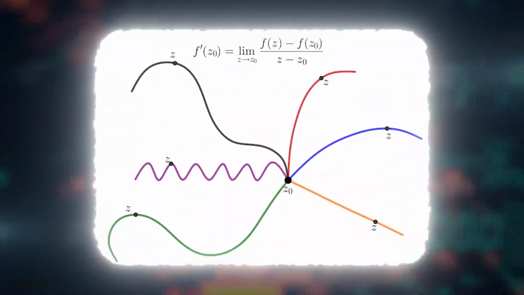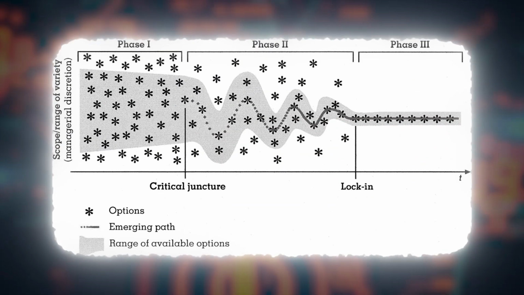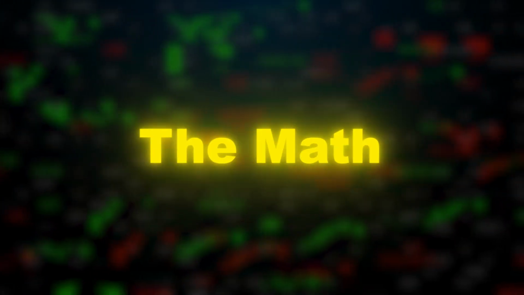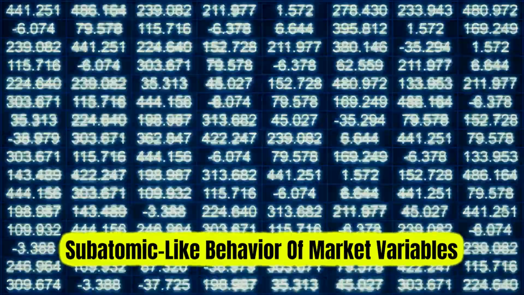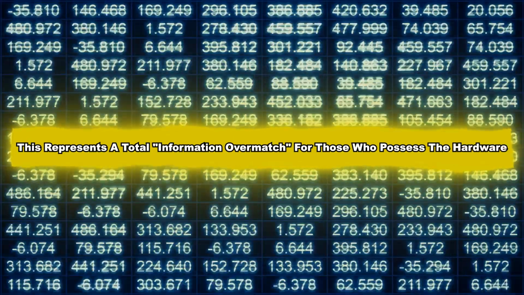But the real game changer is the ability to price complex derivatives, like path-dependent options, with absolute accuracy. Today, these are priced using approximations because the math is too heavy. A quantum computer can calculate the exact price by simulating the subatomic-like behavior of market variables. This represents a total information overmatch for those who possess the hardware.